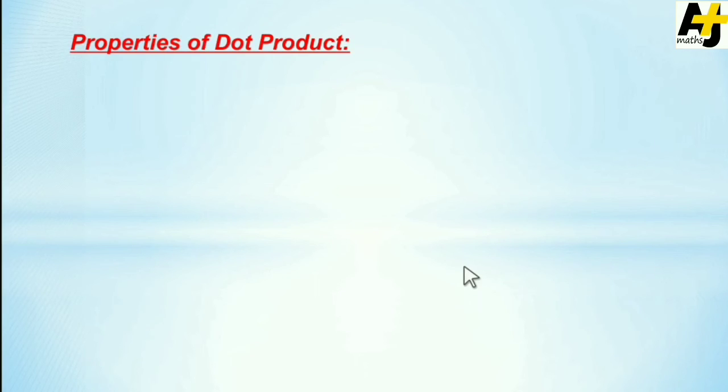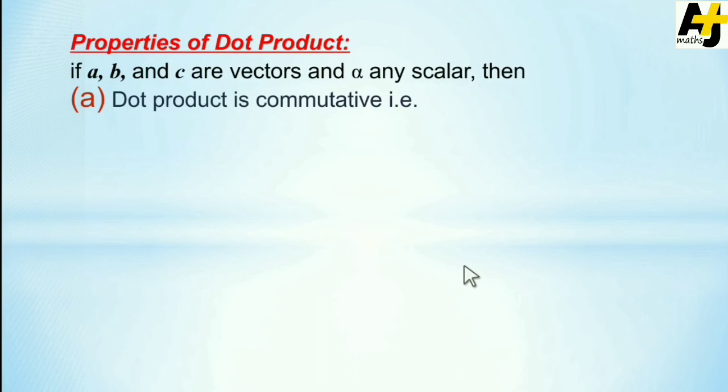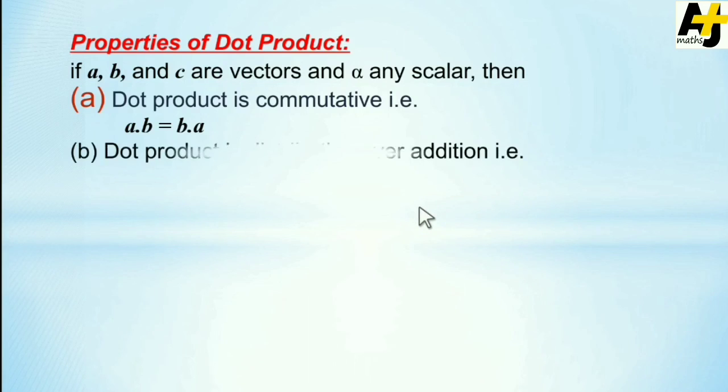Properties of dot product. If A, B, C are vectors and alpha any scalar, then the properties of dot product are as follows. Dot product is commutative. Remember that we can write A dot B equal to B dot A. That's why it is commutative, because as we know the result of the dot product is a real number, so we can take it as A dot B or B dot A. Both will have the same result.